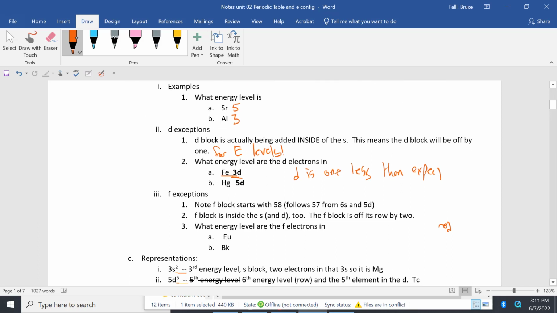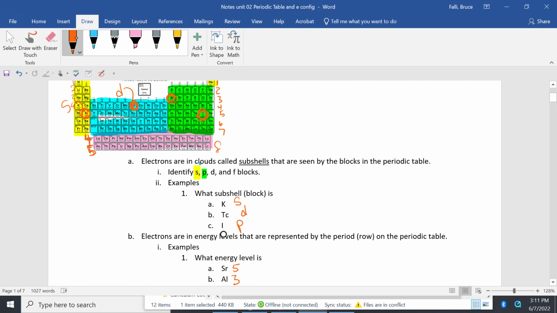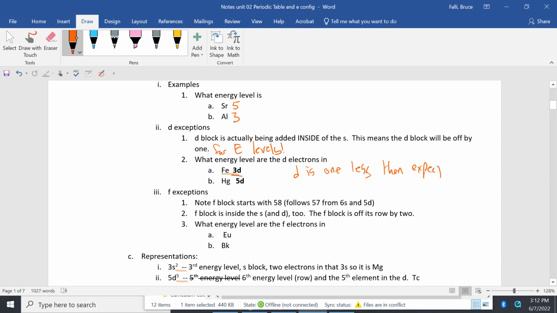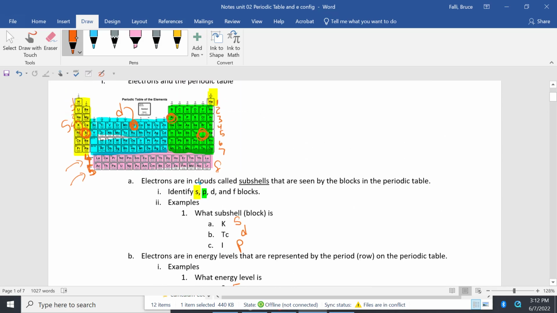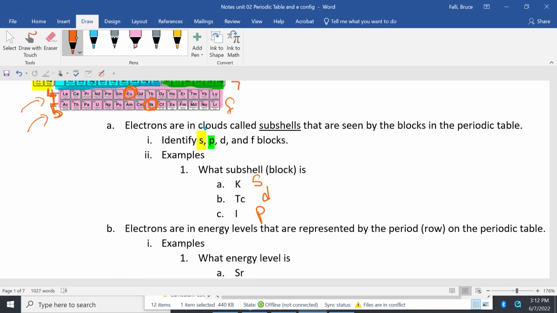The F exceptions. The F block starts with 58, and I actually put those in up here where I said this is 4, this is 5. So it's easier just to remember that. The F block starts with 58, which follows 57. The F block is inside the S and the D. The F block is off its row by 2. What energy level are the F electrons in? So we've got to find europium and berkelium. Europium is in 4, berkelium is in 5.